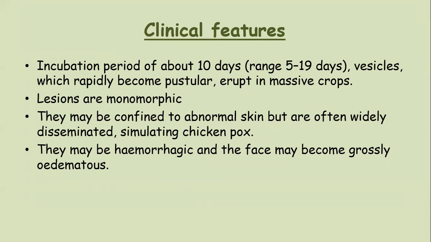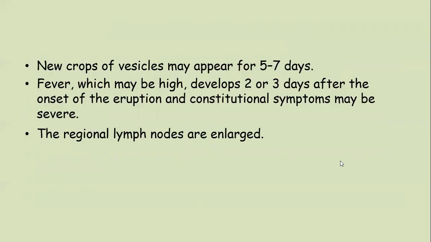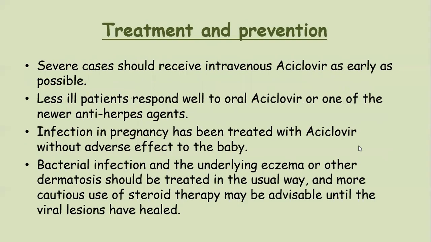Vesicles rapidly become pustular, erupting in massive crops. Lesions are monomorphic, not polymorphic as in chickenpox, and are confined to the abnormal skin but often widely disseminated, simulating chickenpox. It can be hemorrhagic and the face may become grossly edematous. So these are the monomorphic vesicular rash. Now, in the other picture, the rash is drying up and crusting is seen. New crops of vesicles may appear for 5 to 7 days. This is rare. Fever, which may be high, develops 2 to 3 days after the onset of eruption, and constitutional symptoms may be severe. Regional lymph nodes are also enlarged.